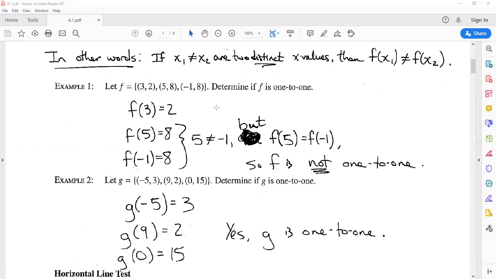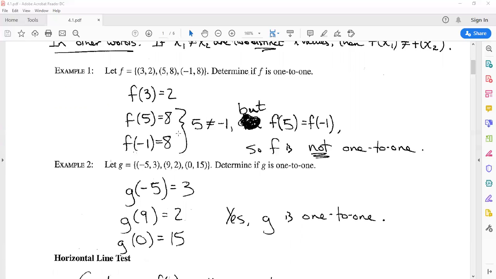Okay, but what's the test? Because we're normally not given these functions that are just a finite collection of ordered pairs. We normally have functions whose domain is a lot of, if not all of, the real line. So how do we test?